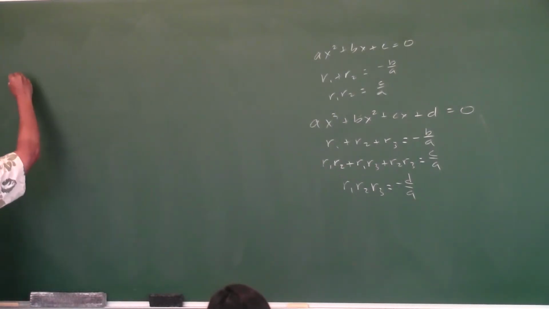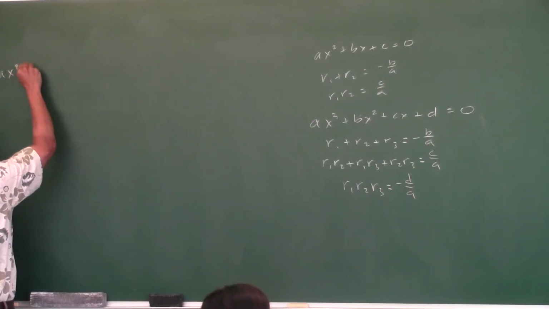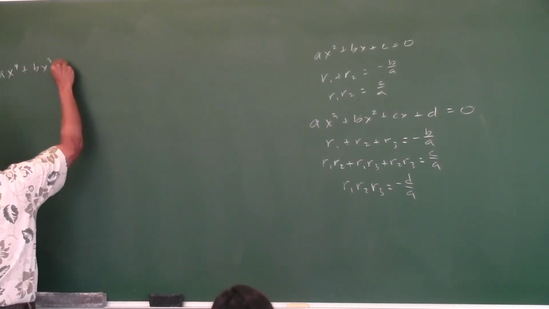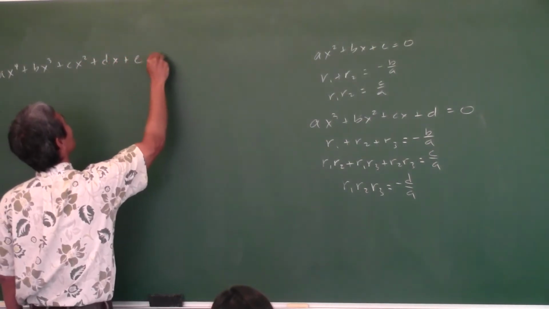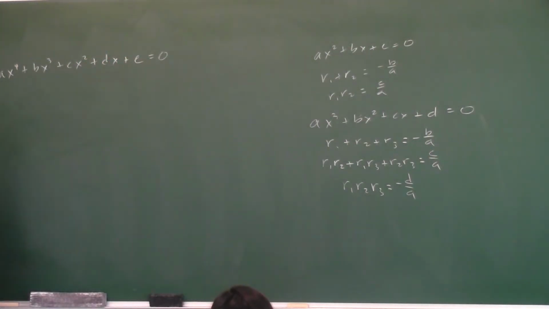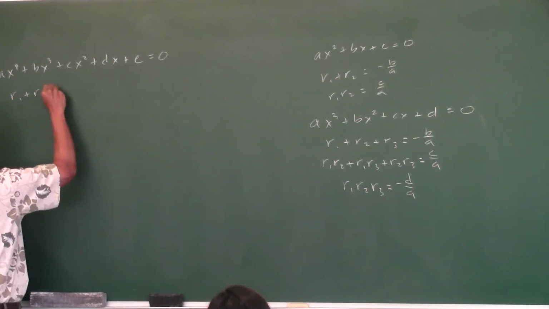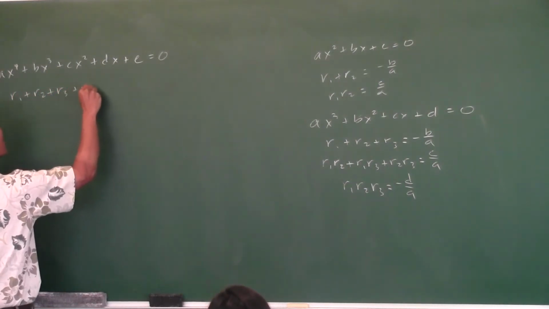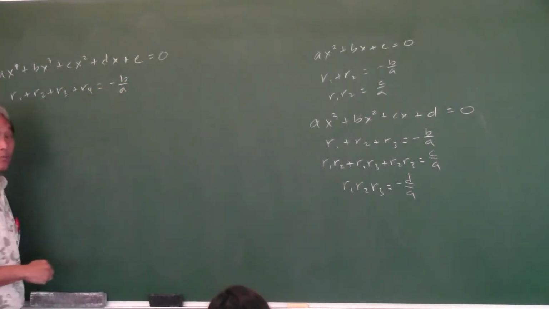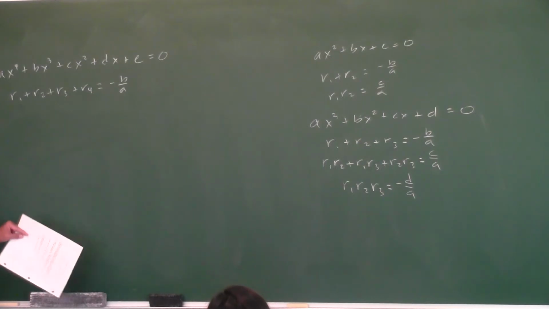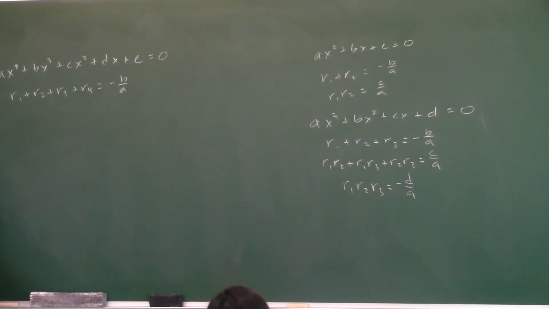What if you have a quartic equation? ax to the 4th plus bx cubed plus cx squared plus dx plus e equals 0. How many roots does this equation have? 4. If I add the 4 roots together, you will always get negative b over a. Oh, so Mr. Park, negative b over a is always the sum of the roots no matter what the degree.